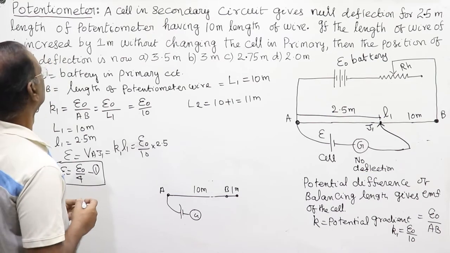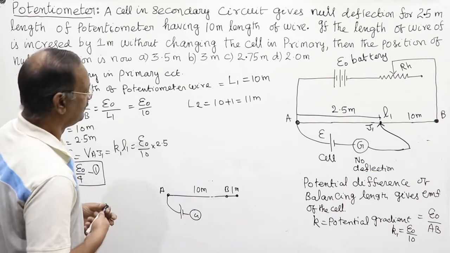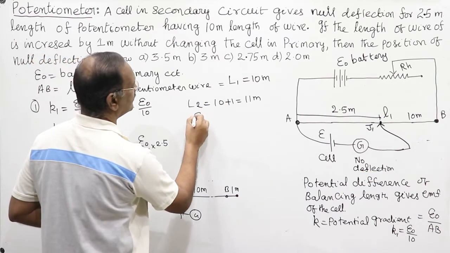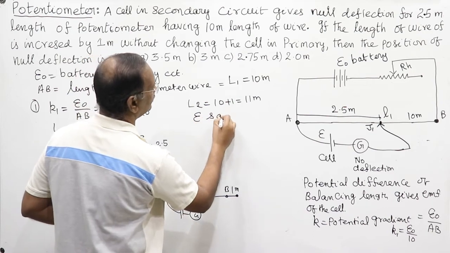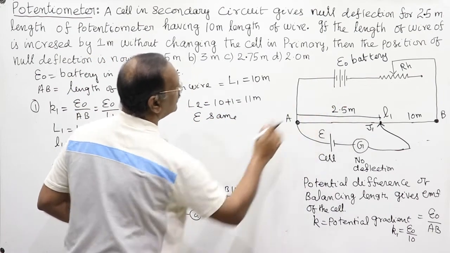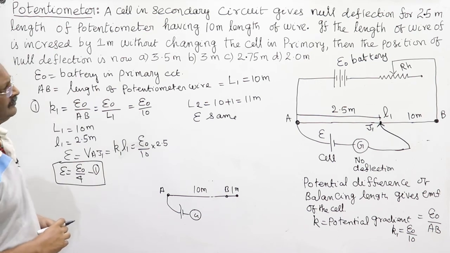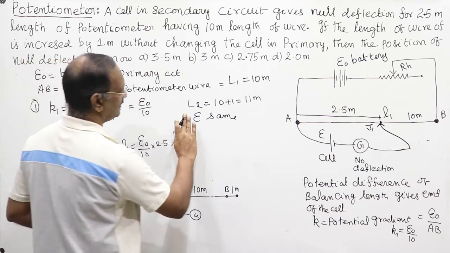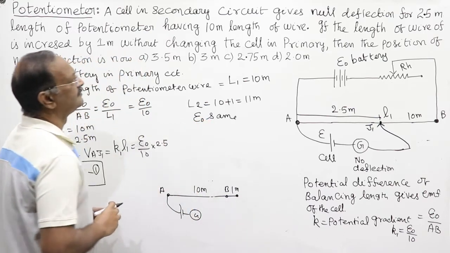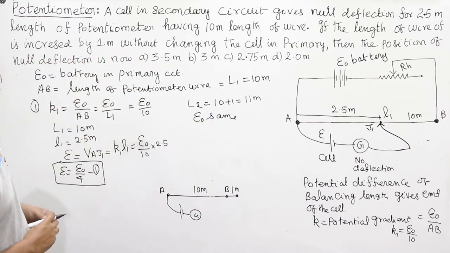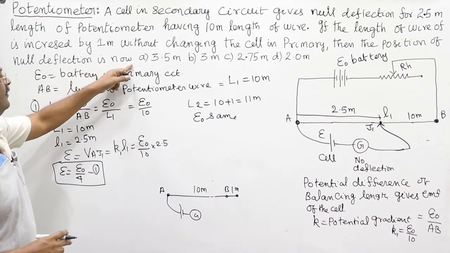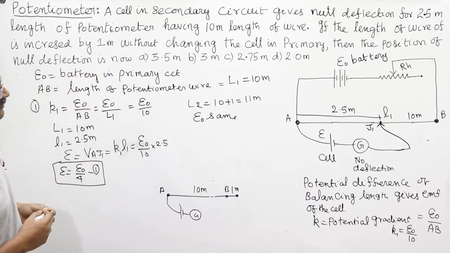Increase the length by 1 meter without changing the cell. It means the cell is also the same, E is also the same. This is the cell and this is the battery. Without changing the cell in the primary, it means E0 is the same. Without changing the cell in the primary, what is the position of null deflection now?